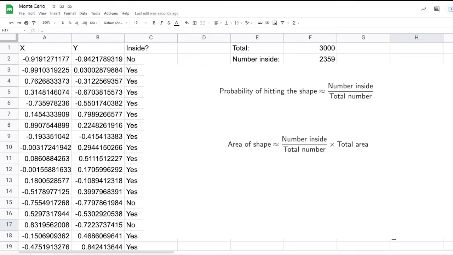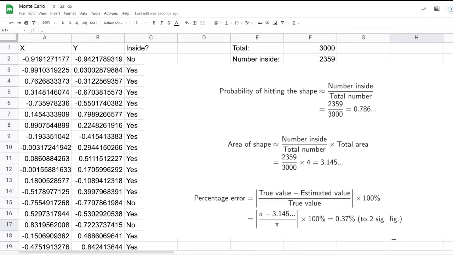Then we did this 3,000 times, so we have 3,000 coordinates here. We have 2,359 that are inside the circle, and we get an estimate for the probability and an estimate of the area, which is 3.145. So that's 3.15 to 2 decimal places. Again, we know the true area is 3.1415 and so on. That gives a percentage error of 0.37.